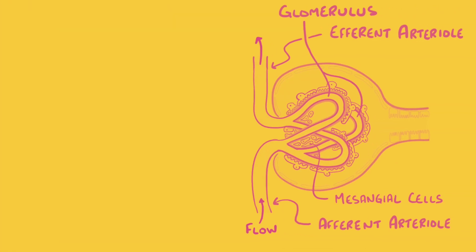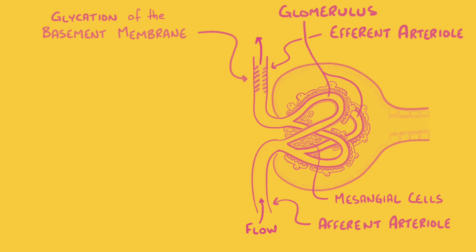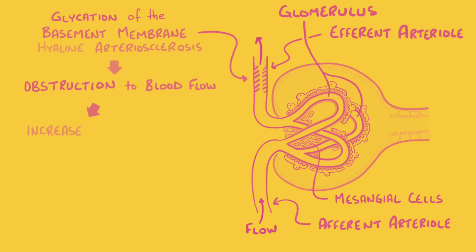Because glucose can get through the endothelium, this process of glycation can also involve the basement membrane of small blood vessels, which makes it thicken. The process particularly affects the efferent arteriole, causing it to get stiff and more narrow, a process called hyaline arteriosclerosis. This creates an obstruction that makes it difficult for blood to leave the glomerulus, which increases pressure within that glomerulus.